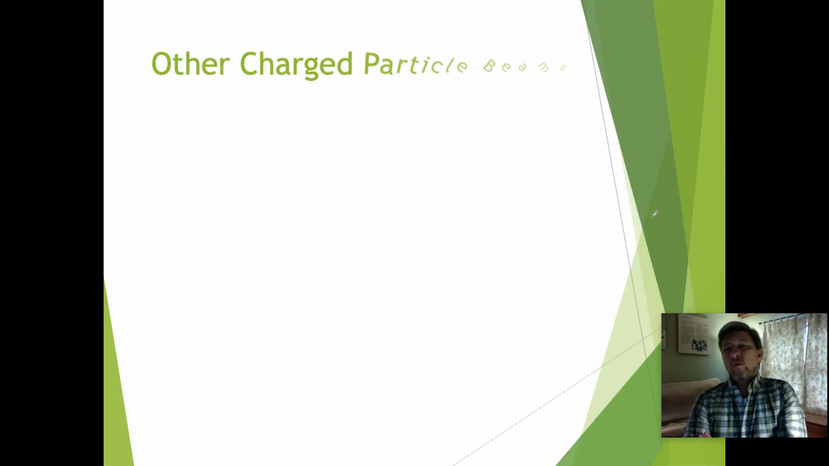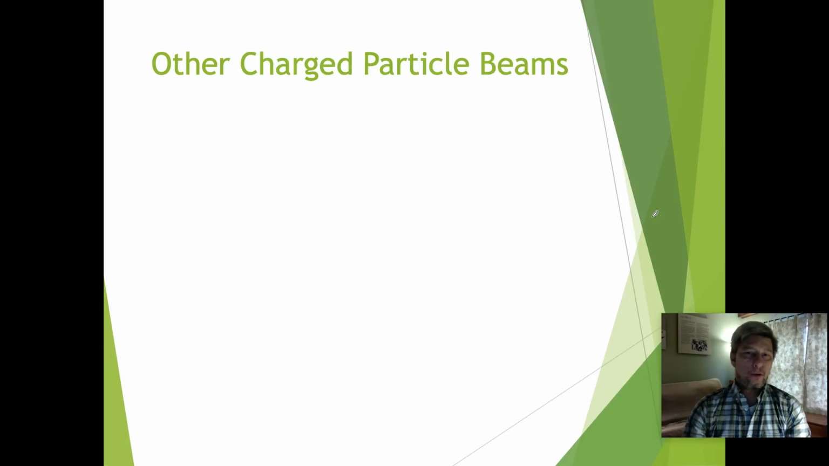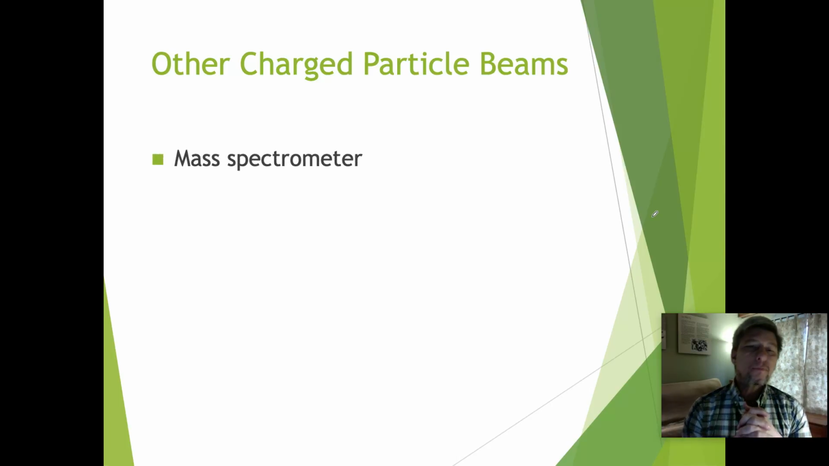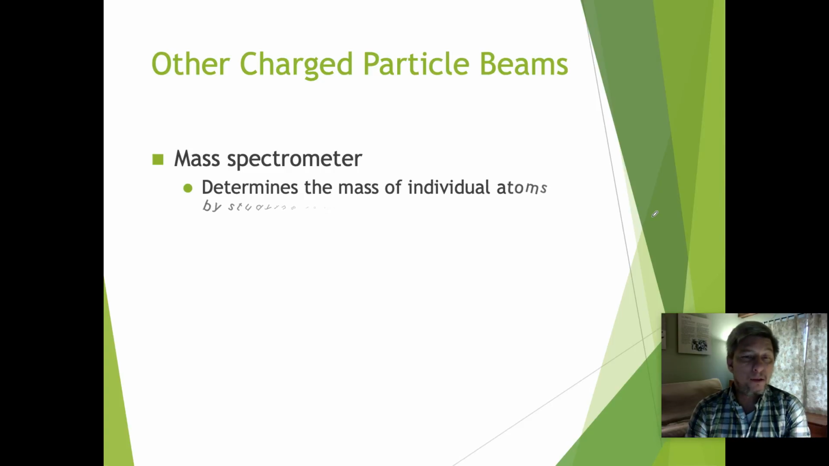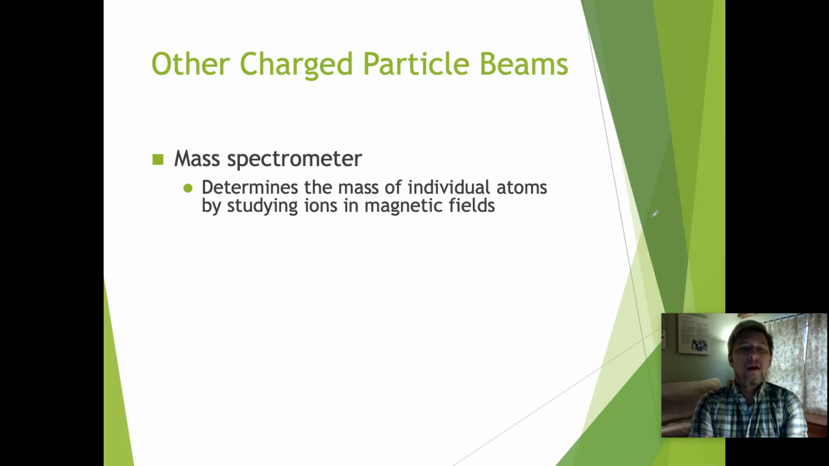Okay. So what else can we do with these charged particle beams, whether they be electrons or protons or anything else for that matter? Well, those of you who took chemistry last year with Mr. Leonard or are planning on taking AP chemistry may talk about something called a mass spectrometer. And what you can do with a mass spectrometer is actually measure the mass of an individual atom, believe it or not, because you can study its ions inside a magnetic field.